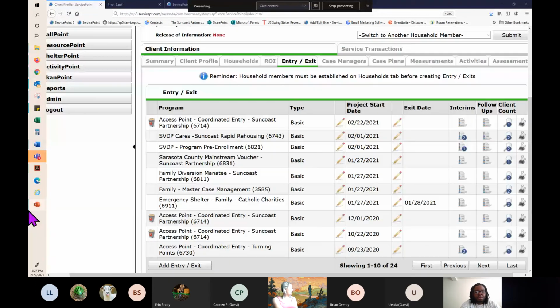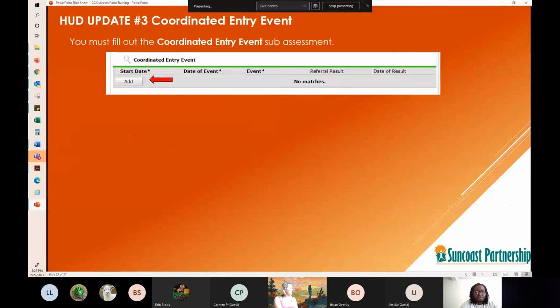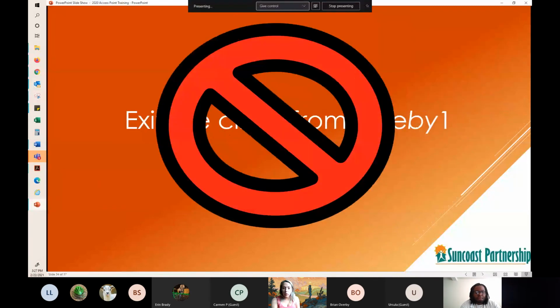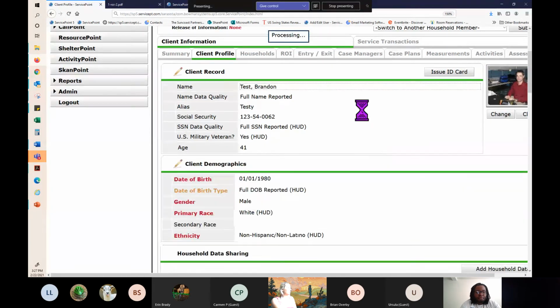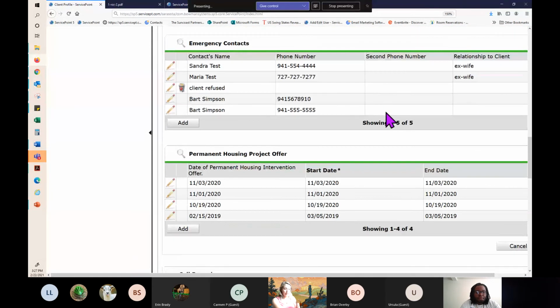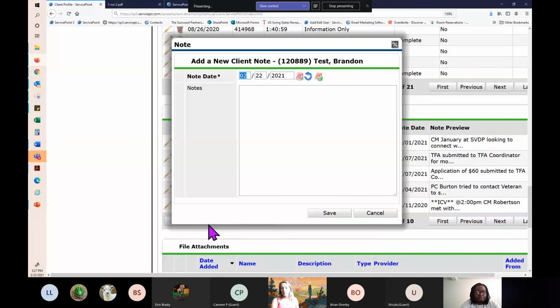From here, we're going to jump into our PowerPoint real quick. We went through all this stuff. You guys will have this for reference. Historically, we used to exit clients from 1x1. You will not be doing that. After you complete your referral, if you want to add a client note to the client profile, this will help the COC, you guys as service providers, and then potentially our 1x1 project manager when they come on board.